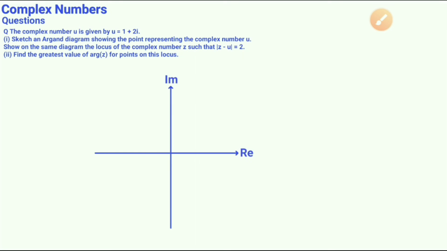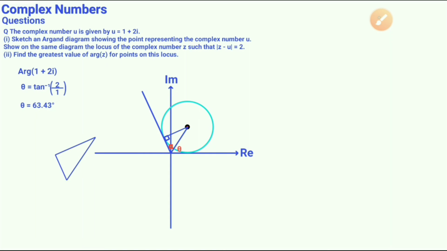So let's see this again. Yeah, this is the Argand diagram. This is the coordinate of the center of the circle. We have the circle, and the radius is 2, and now we need to find the angle, the greatest angle. So see it in front of you.